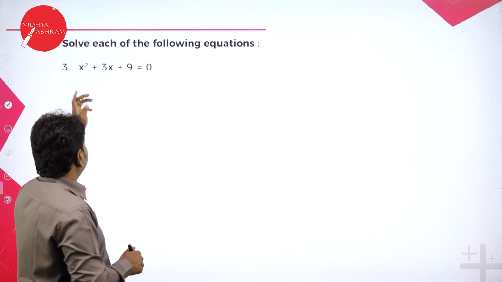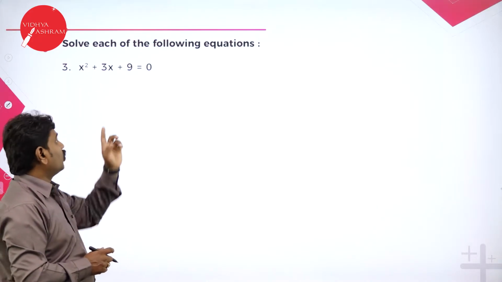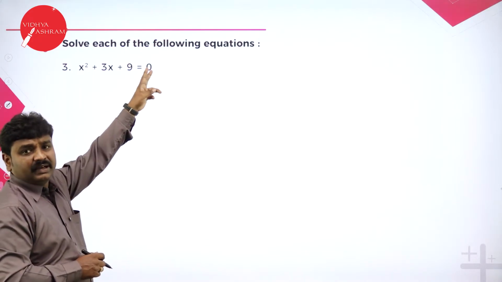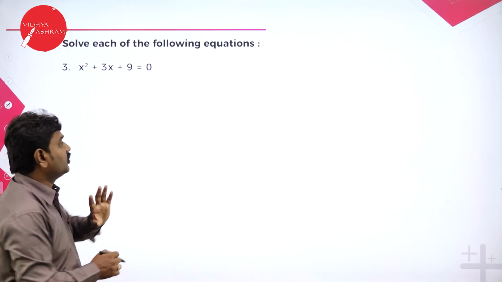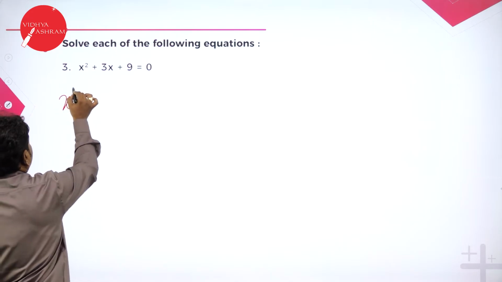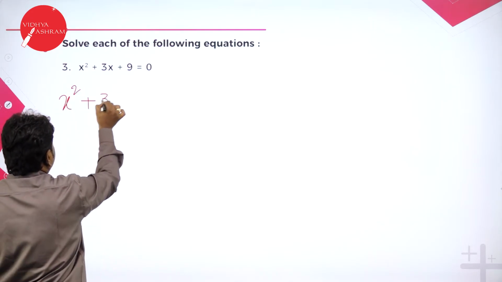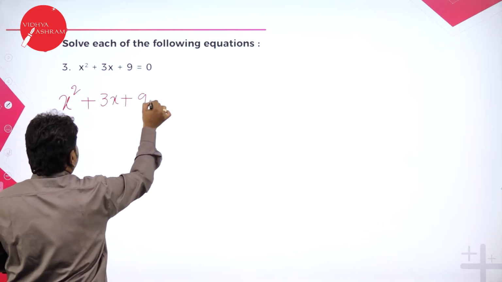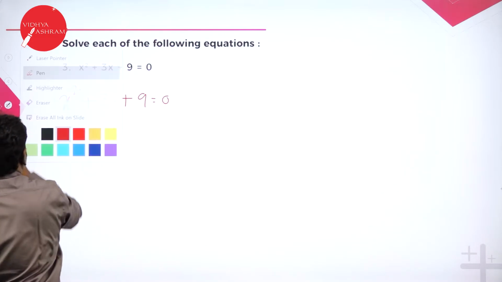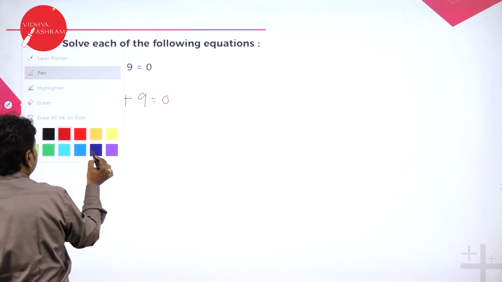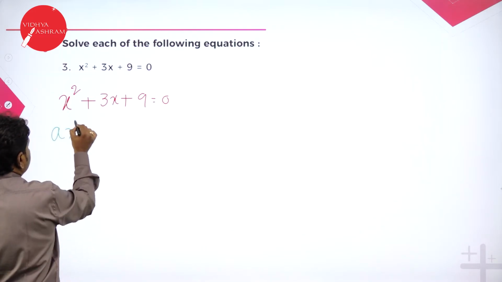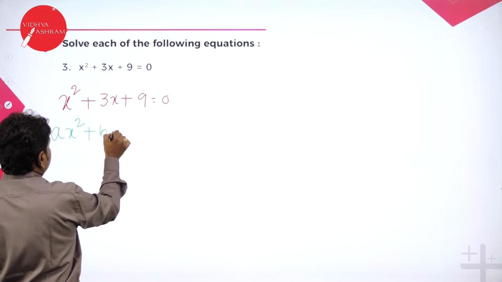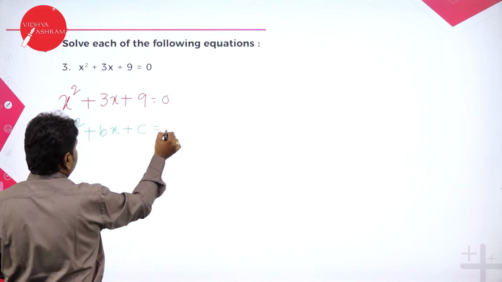Then x square plus 3x plus 9. What are the factors for 9? 3 threes are 9 and 9 ones are 9, but we cannot do middle term factorization. Again I should use the formula. So they gave x square plus 3x plus 9. Compare it with the standard equation. What is the standard equation? You know the standard equation. So the standard equation is ax square plus bx plus c equal to 0.